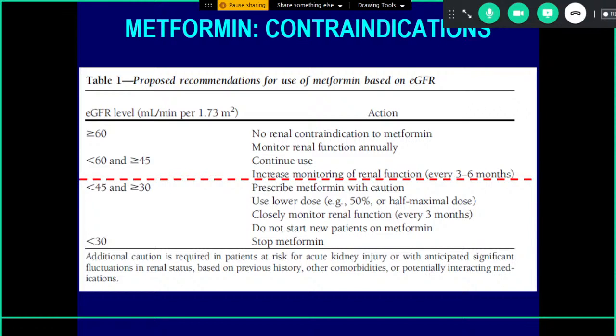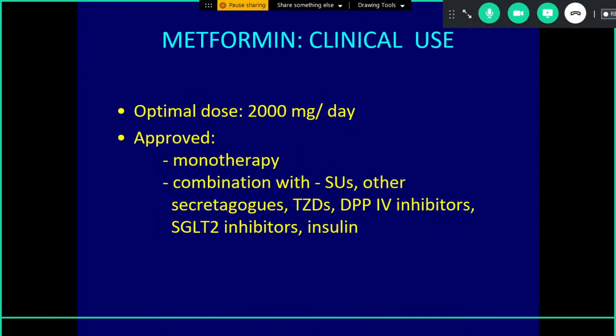Between 30 and 45, if not on metformin, don't start. If on metformin, max it out at 1 gram. Above that, with varying degrees of monitoring, you can continue the full dose. It can be given as monotherapy and it can be combined with everything: sulfonylureas, other secretagogues, TZDs, DPP-4 inhibitors, SGLT2 inhibitors, and insulin. So actually, it's a very versatile drug.